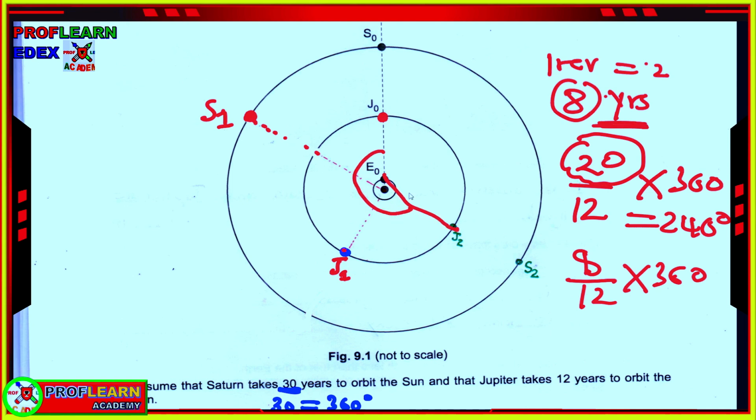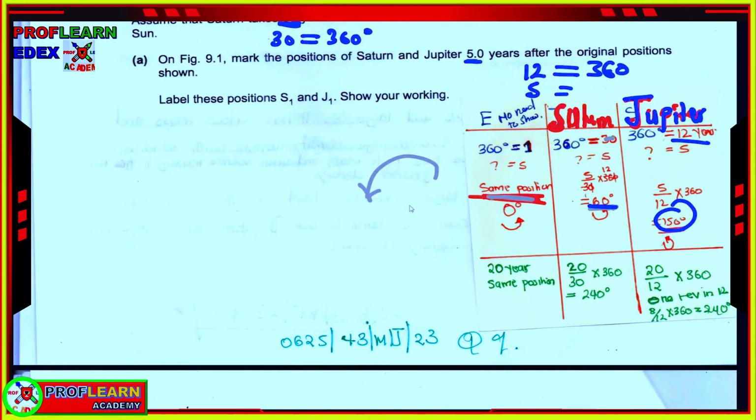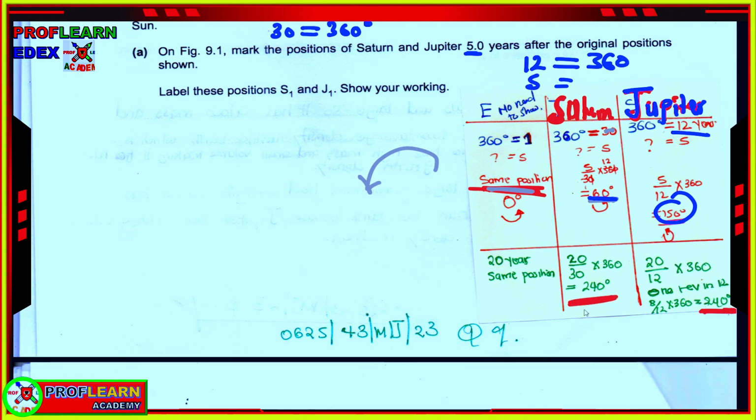So it will move from this point and cover 240 degrees. Then you can see it will be the same angle as this one. So both of them will be aligned, right? In 20 years, Saturn will be in this position, that is 240 degrees. But in 20 years, Jupiter will have gone one full revolution, and then in the 8 years, it will go 240 degrees. I believe you've understood why I got 240 here for Jupiter, and I got 240 here for Saturn.